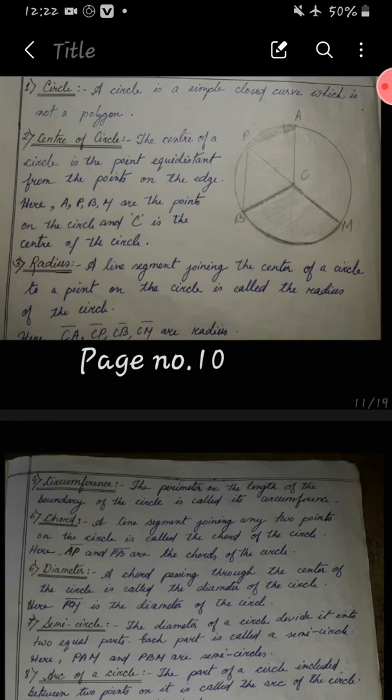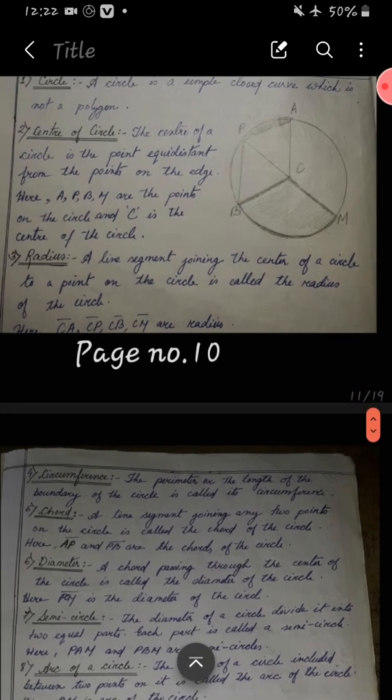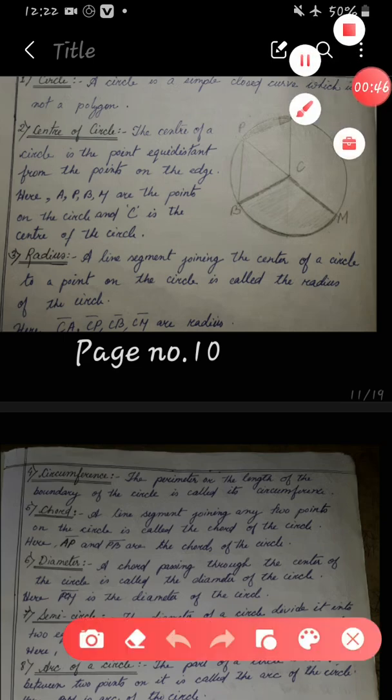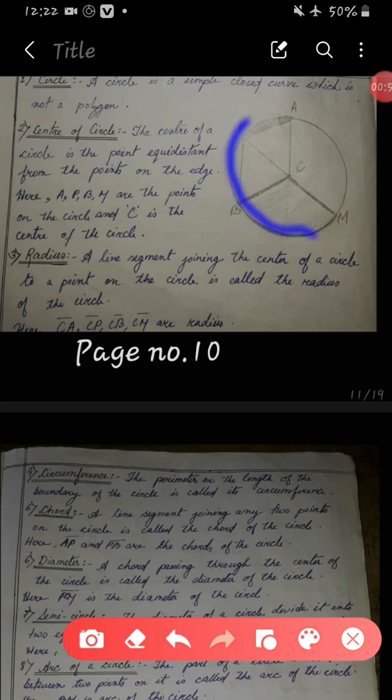Number 2, center. What is the center of a circle? The center of a circle is the point equidistant from the points on the edge. This is the edge of the circle, the boundary, and this is the center. The distance from this center to here is the same, and from here to here is also the same.